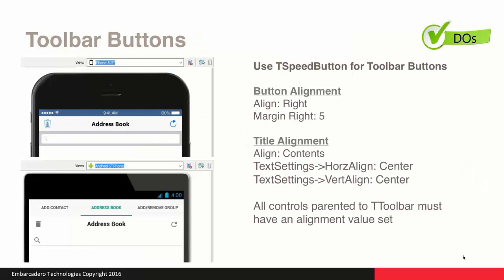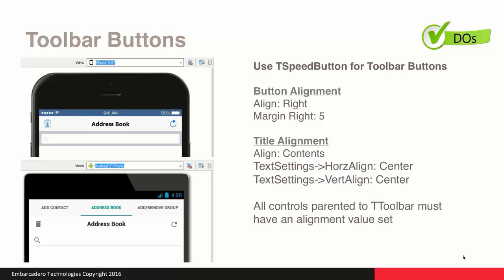Now, let's talk about what you should do with toolbar buttons. On a toolbar, you should always use TSpeedButton for toolbar buttons. It's important to also set button alignment. So for example, if we look at the refresh icon here, we have that aligned to the right with a margin of 5. And then we also have the trash icon aligned to the left with a left margin of 5. So it's really important that you set both the alignment and also margins.